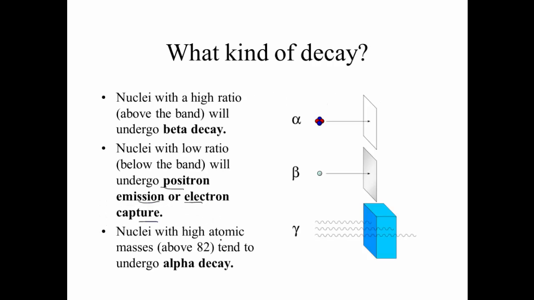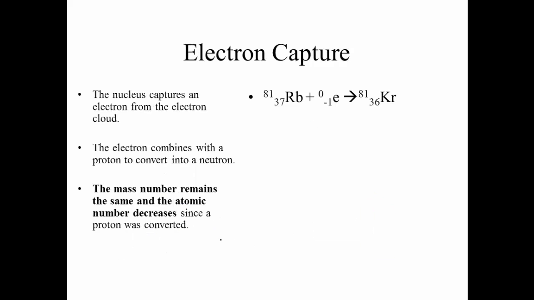So let's talk about those two types that we haven't mentioned yet. Electron capture is exactly what it sounds like. The nucleus is going to capture an electron from the electron cloud. It's usually going to be a low-level electron from like the 1s or 2s levels, okay? The electron goes into the nucleus and combines with a proton and converts into a neutron. The mass number stays the same, but the atomic number decreases since a proton was converted into a neutron.